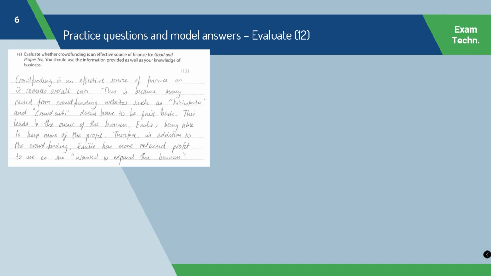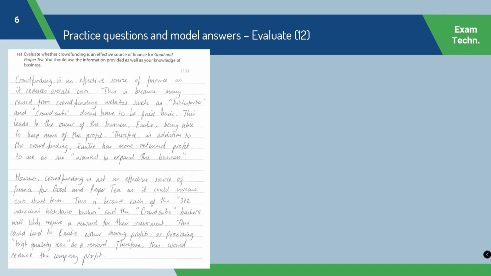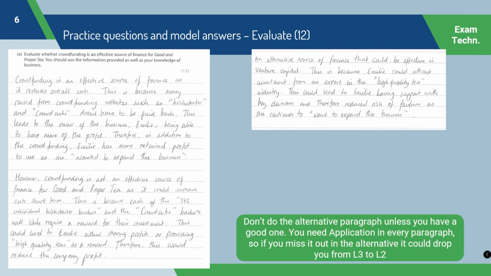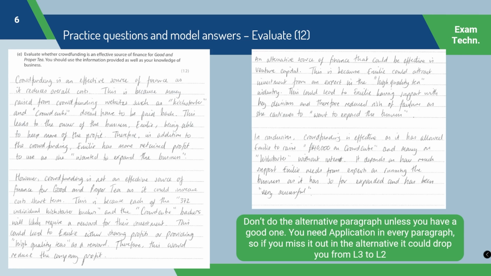So we've got our crowdfunding is effective. We've got our however crowdfunding is not effective. That's our main positive and negative. And then we've got an alternative source of finance that could be effective. Worth specifying again, I feel like we've probably stressed this enough, Mike, but don't do the alternative unless you've got a good one, you're aiming for high. And then finally, we've got our conclusion. So Mike, do you want to talk us through how many marks they got on this answer and where they've demonstrated their skills?